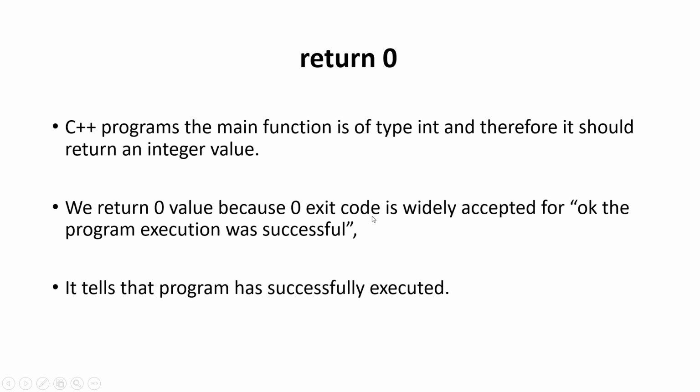We return 0 because exit code 0 is widely accepted for OK, the program execution was successful. It tells that the program has successfully executed and it will terminate the whole code.